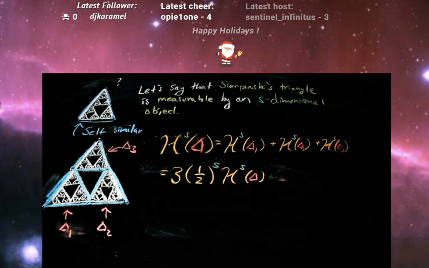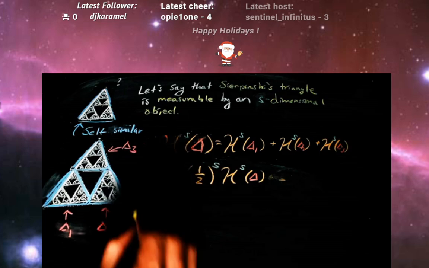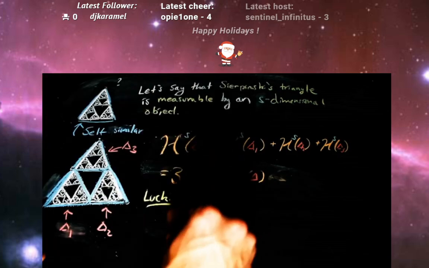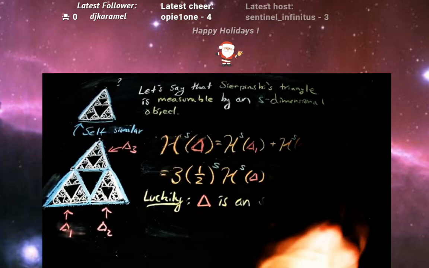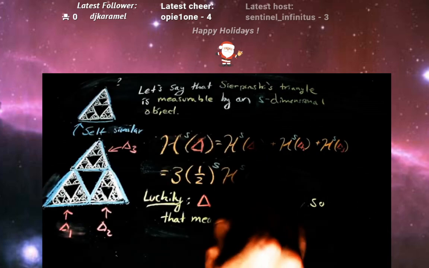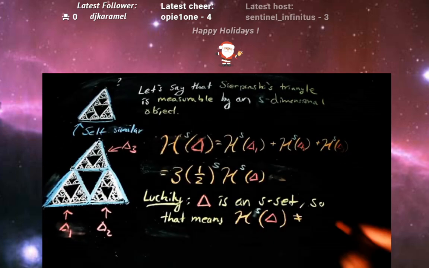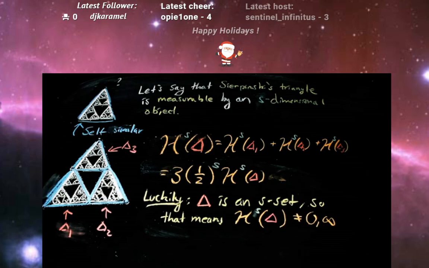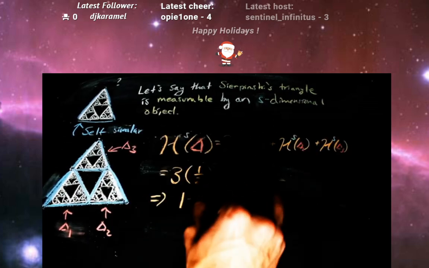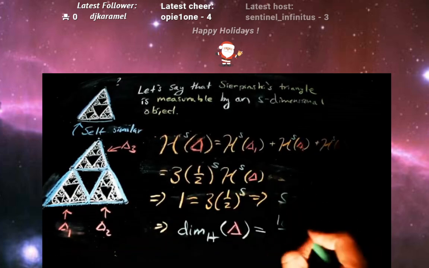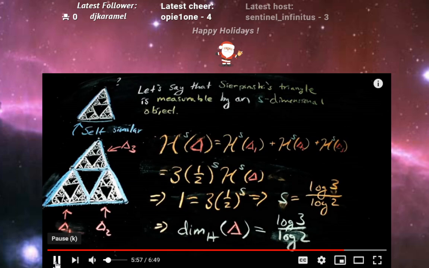Now we run into a little issue. If s is the jump value and the measure here is infinity or 0, then we can't divide by the measure's value, so we can't solve for s. However, we get really lucky. Although we won't prove it, Sierpinski's triangle is an S set, which we talked about briefly before. It just means that at the jump point that we're worried about for this set, we don't get infinity or 0 when we measure it. The rest is just a little bit of algebra, and we find the dimension of Sierpinski's triangle is log 3 over log 2, which is definitely not a whole number.